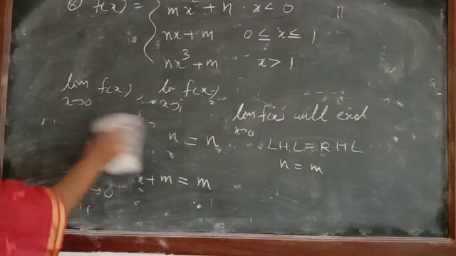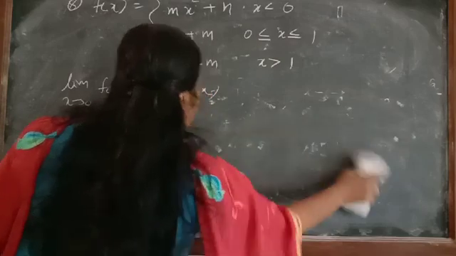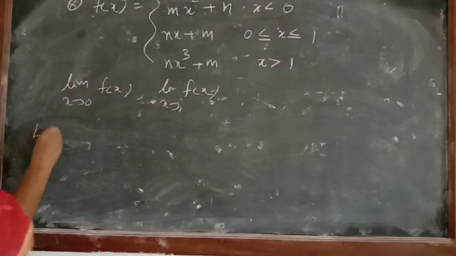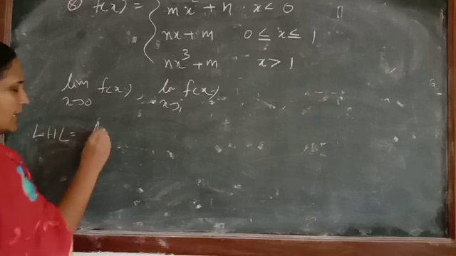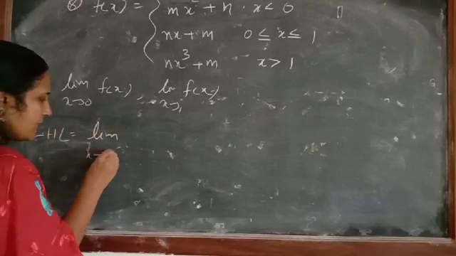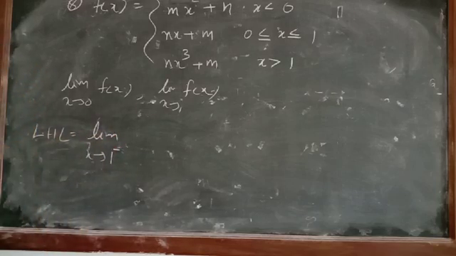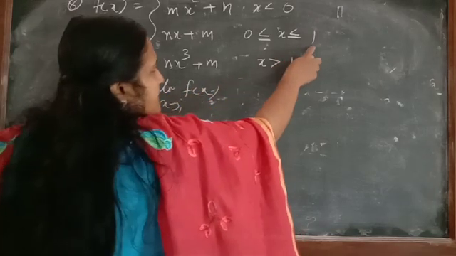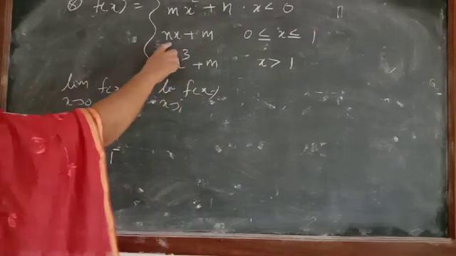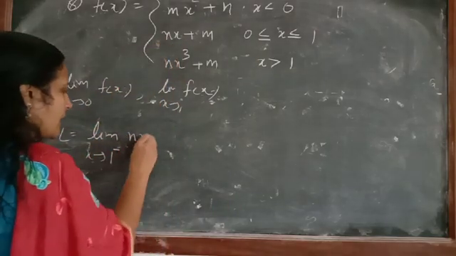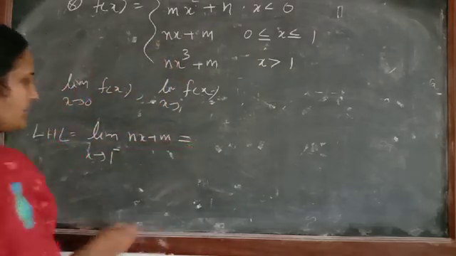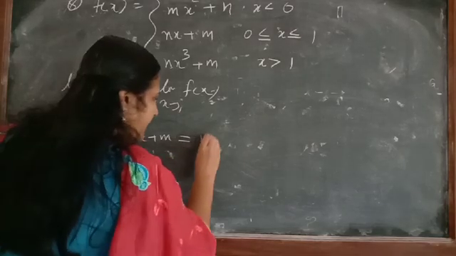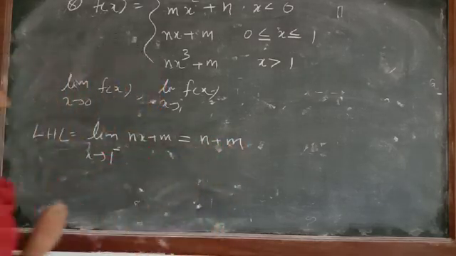Now similarly we can check for x is equal to 1. So now at x is equal to 1 we are checking the left hand limit. Left hand limit means we are taking that value which is slightly less than 1. So for all the values of x which is less than 1, our function is nx plus m. Now just substitute x equal to 1. Then we will get n plus m.